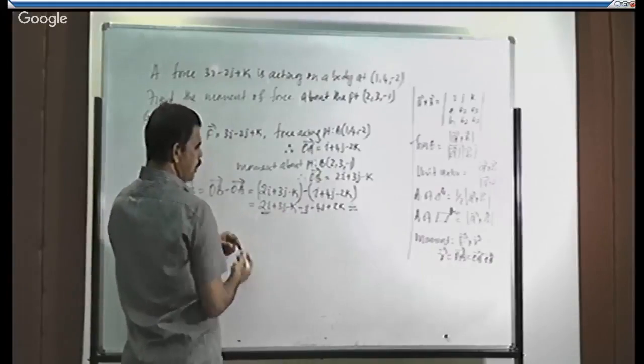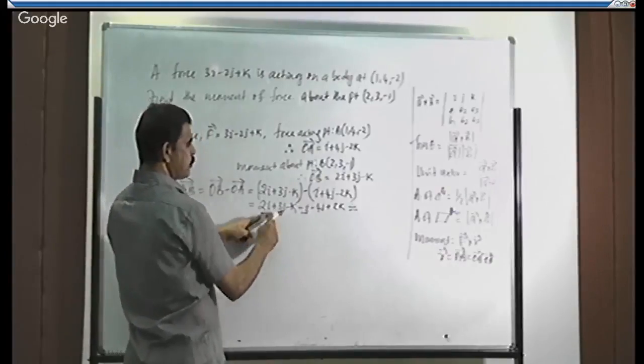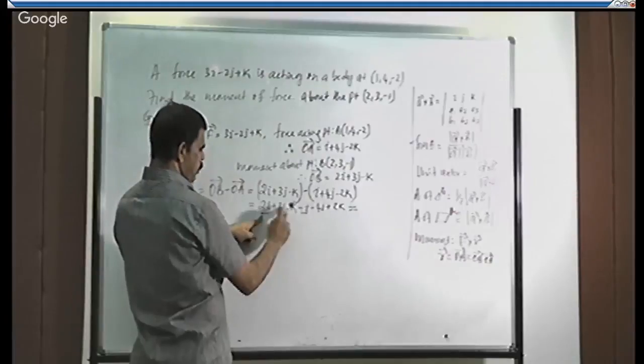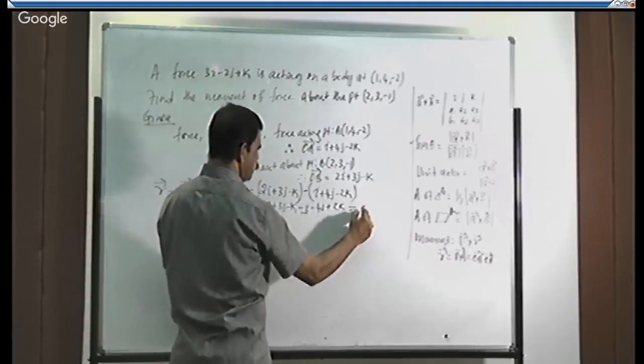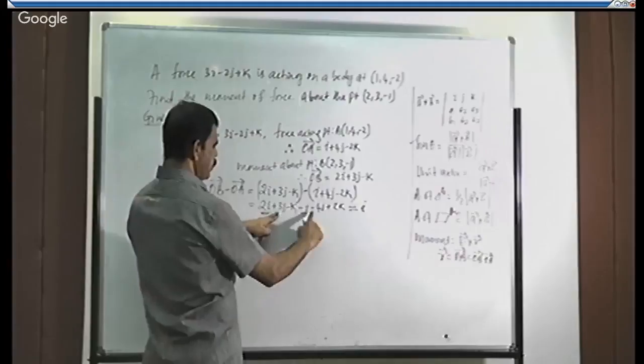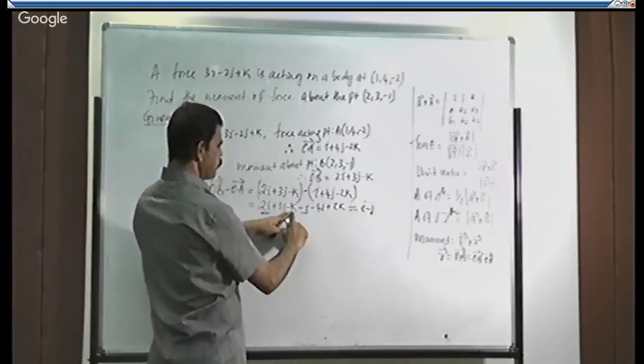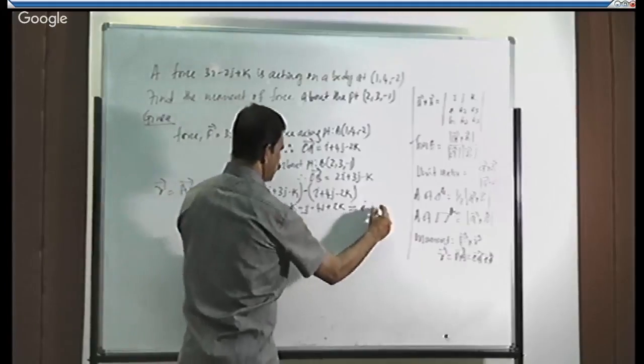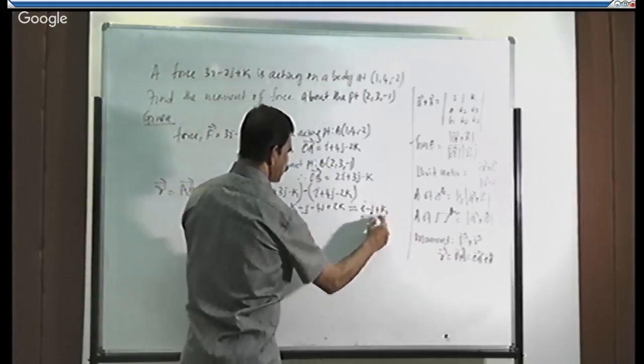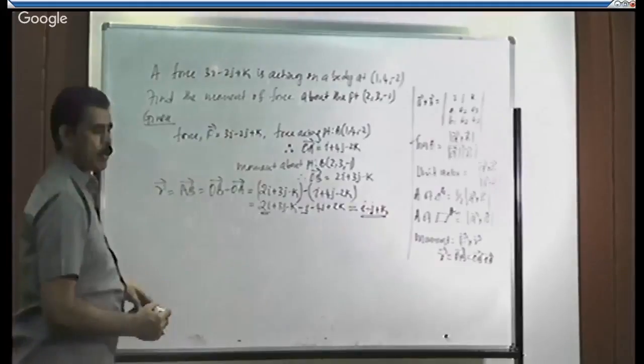Finally, we get 2i minus i. You take the addition or subtraction according to the sign of the common terms. I terms: 2i minus i is i, plus 3j minus 4j is minus j, minus k plus 2k is plus k. This is the vector R.